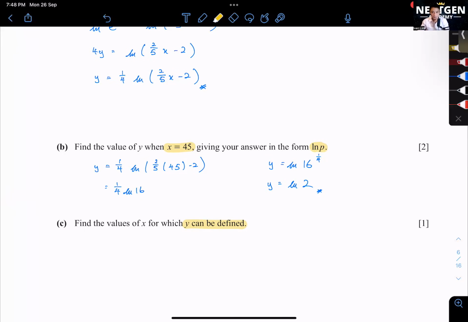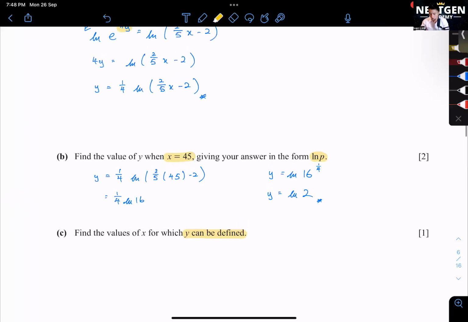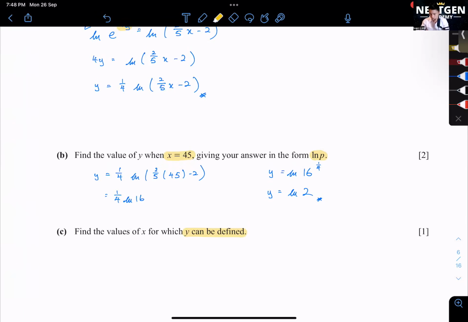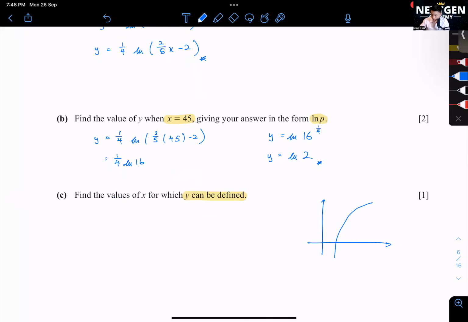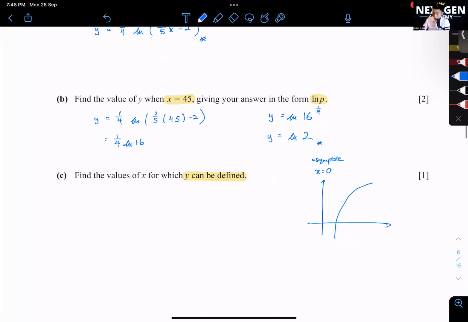What cannot be defined here for a ln graph? When the bracket equals 0, because your ln graph is like that. We need to know the properties of the ln graph, where your asymptote is x equals to 0. This is your asymptote. This is a property that we need to know for ln and log graphs. Therefore, ln of 0 is undefined.